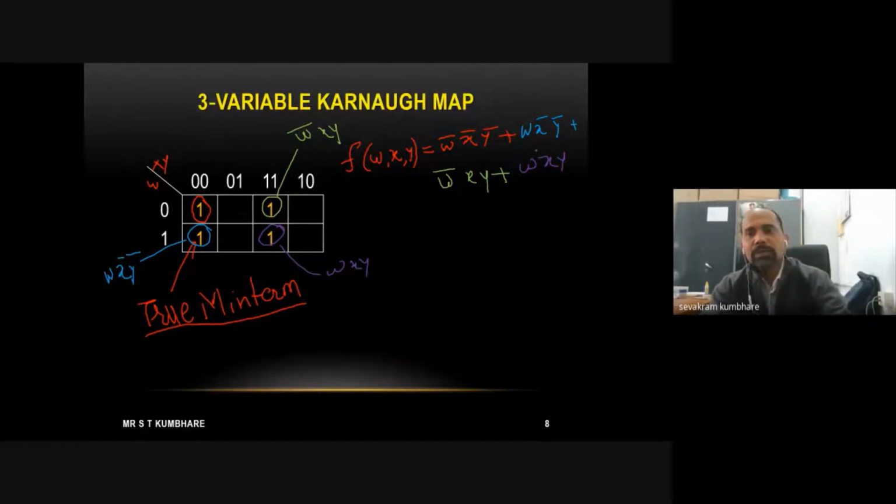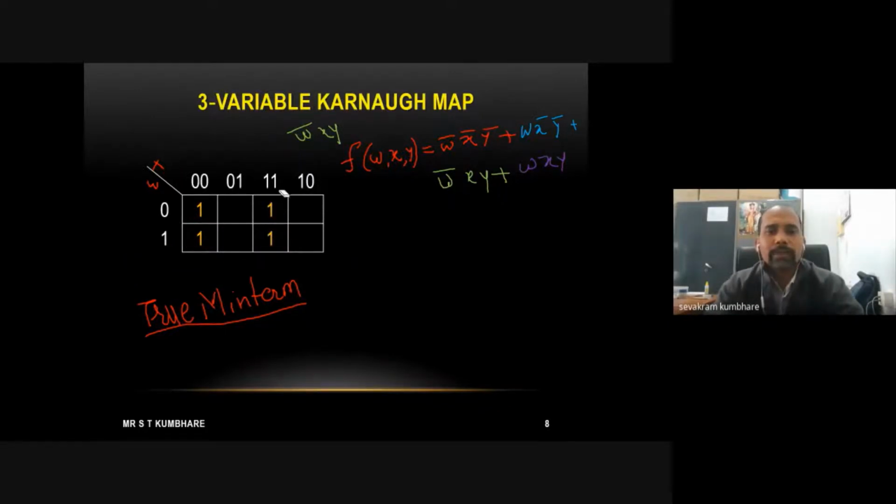But now this is not the simplified one. Now how to simplify this? This is the question. So simplification can be done as follows. What we have to do? We have to see all the cells and observe whether all the cells are having 1. Since it is 1, but this is blank, and again 1 is there. So there is no 1 in between this. So I cannot club all this. I cannot club all 8 cells.